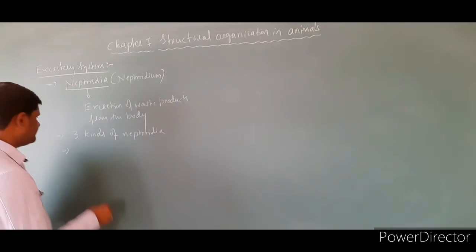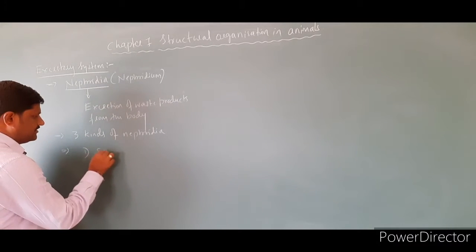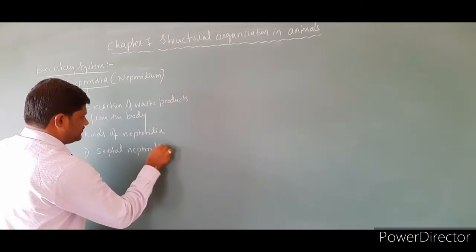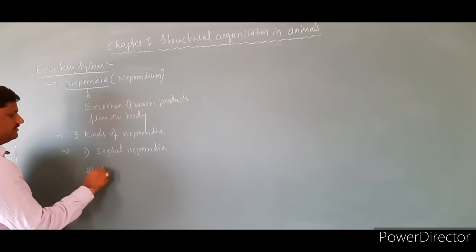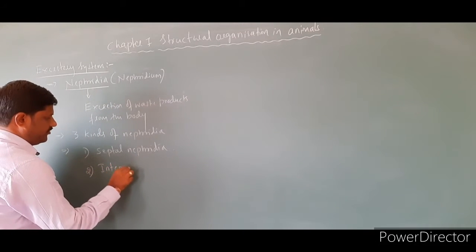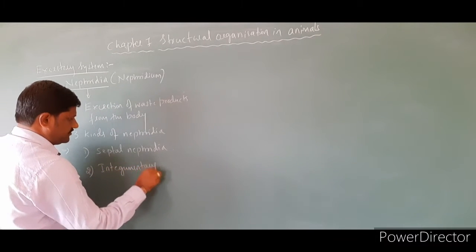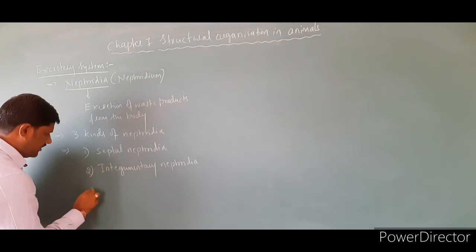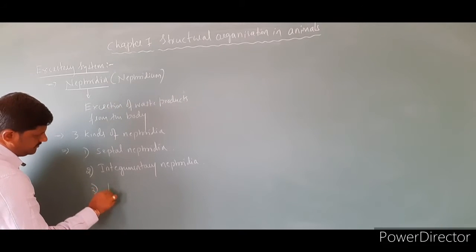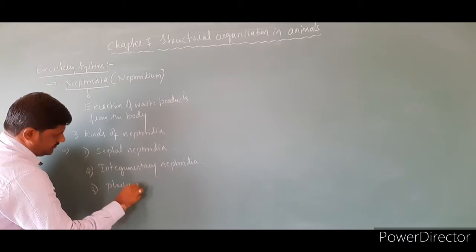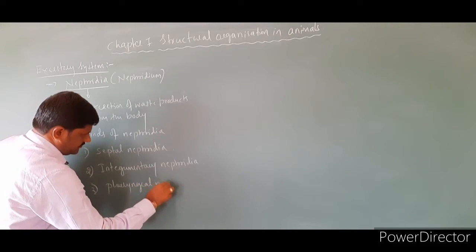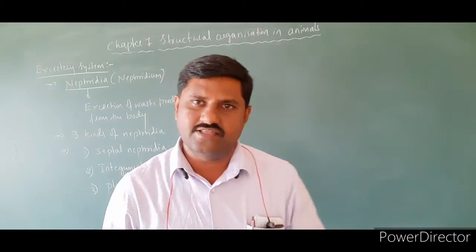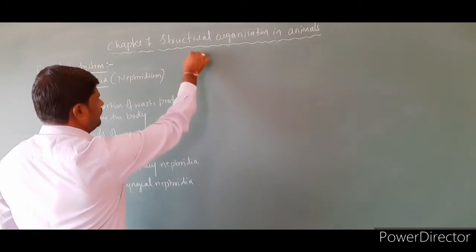Let us write. The first one is septal nephridia, the second one is integumentary nephridia, and the third one is pharyngeal nephridia. These are the three kinds of nephridia that we come across. So let us see one by one.